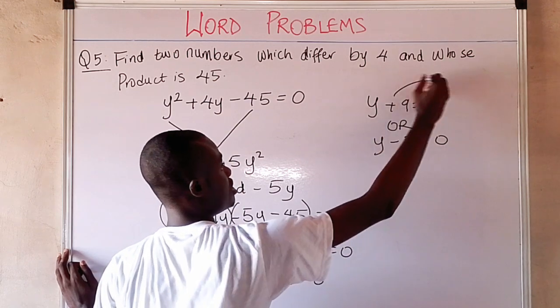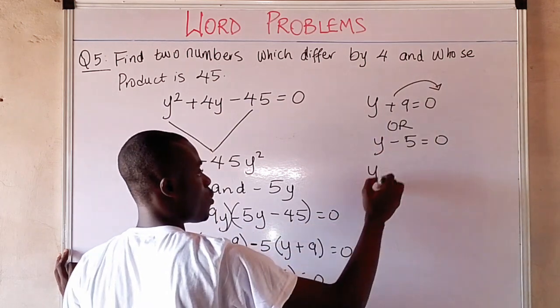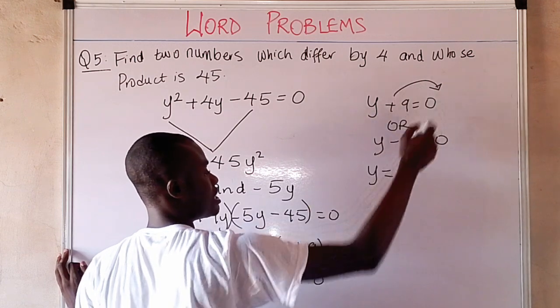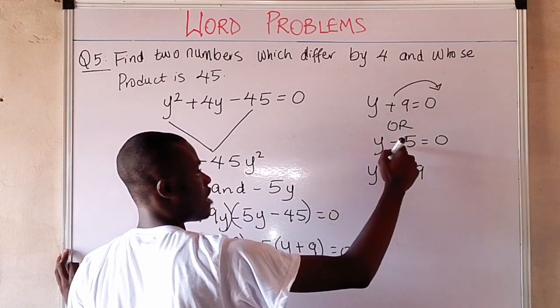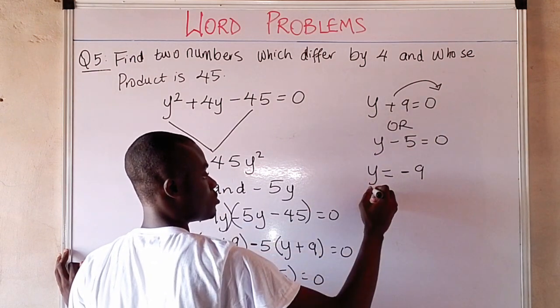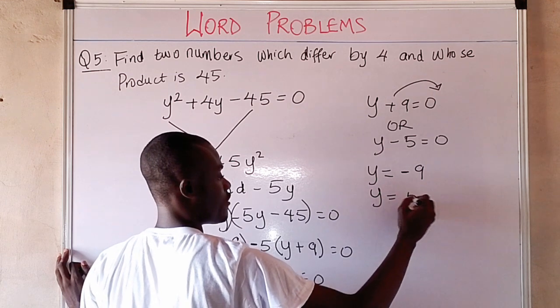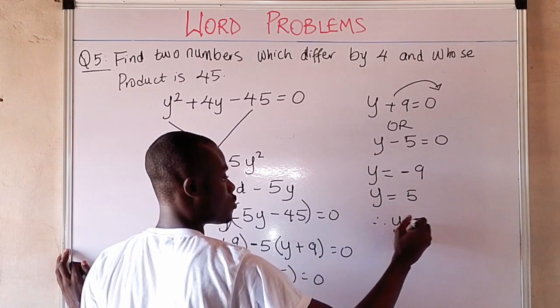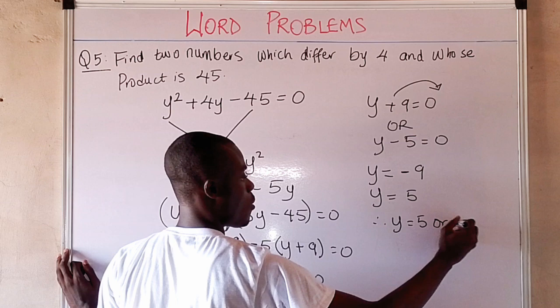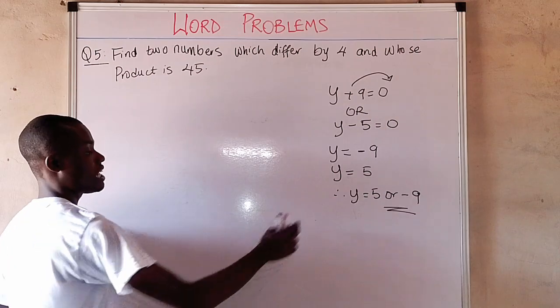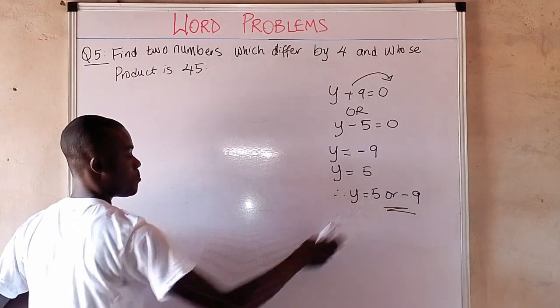So from this one, I'm going to take this to the other side. So we have that y is equal to, if plus 9 comes to the other side, it becomes minus 9. And for this side, if minus 5 comes to the other side, it becomes plus 5. So y is equal to 5. So therefore, y is equal to 5 or minus 9. So we now know that the value of y is 5 or minus 9.